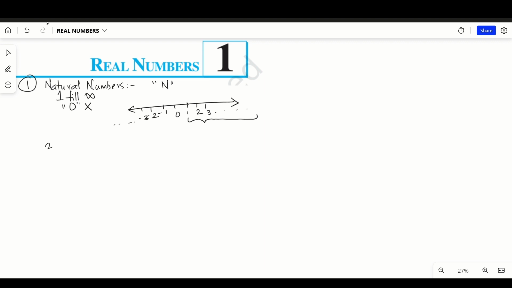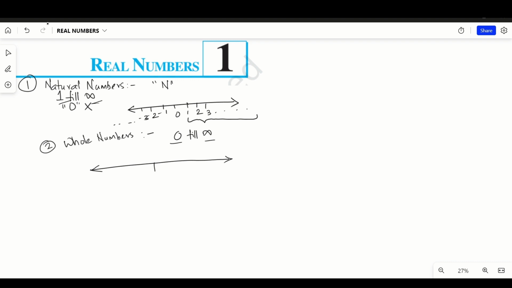Now, second one is whole numbers. Whole numbers is also part of the number system and it includes all positive integers starting from 0 till infinity. So in natural numbers it starts from 1 till infinity and in whole numbers it starts from 0 till infinity. And these are called counting numbers including 0, and natural numbers are also called counting numbers. Whole numbers are called counting numbers starting from 0.